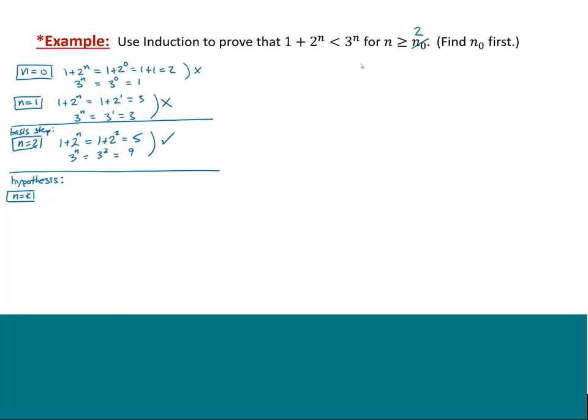Okay. So here, we'll just say that we assume. You always put in the word assume, because this is our mathematical way of saying we are, well, assuming that this works for n equals k. And that's any k that we want, as long as that k is at least the basis step or bigger in terms of the n value. Now, that takes care of step two.